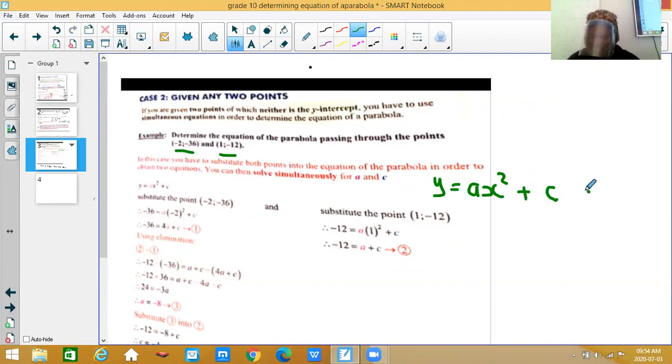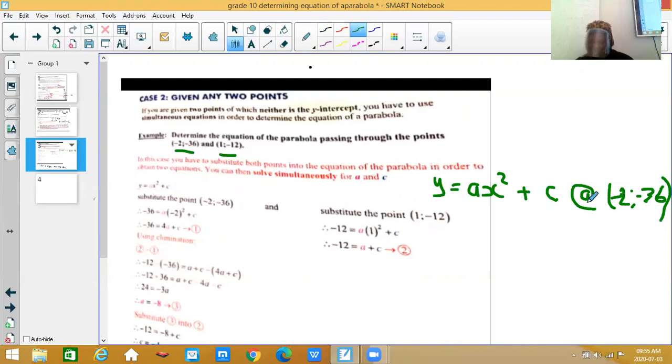Now we want to look at which point. Let us take the first point. We use the first one, right? Which is minus 2, minus 36. We need to have our calculators with us. Do you have your calculators with you? Right.